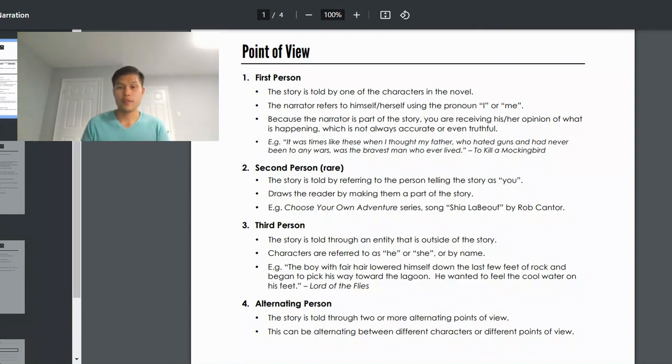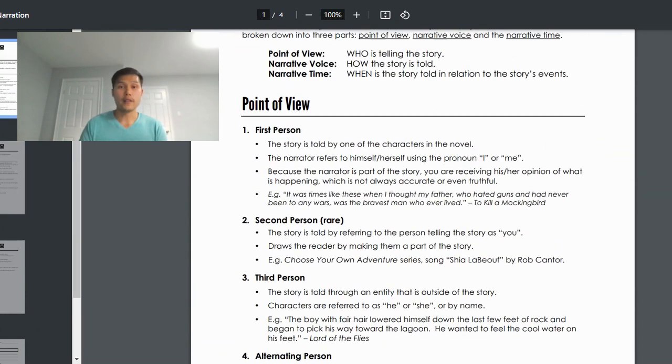Alternating person. The story is told through 2 or more alternating points of view. This can be done through different characters. So if you're familiar with fantasy novels, sometimes they focus on one character in one chapter, then another character in the second chapter, and you're sort of moving back between different characters every chapter.